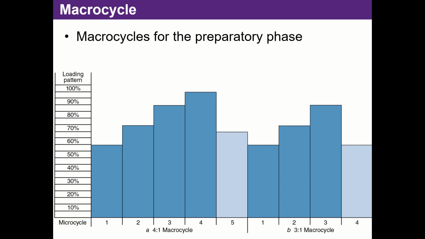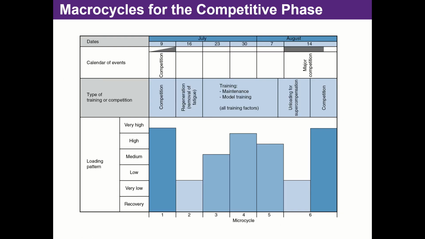Going on to macro cycles instead of micros. Remember, these are 2 to 6 weeks. And so you can see that step loading that we've talked about previously. So here's a 4-1, so we're increasing the load across 4 weeks. We have an unload cycle here, and then we go back to a 3-1. Something like that step loading would be pretty common for the preparatory phase.